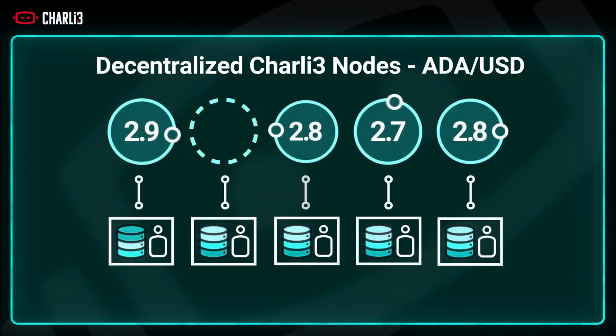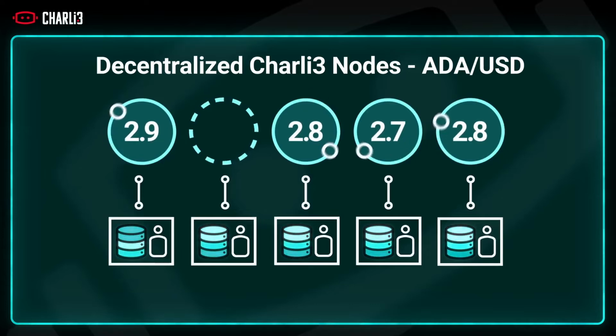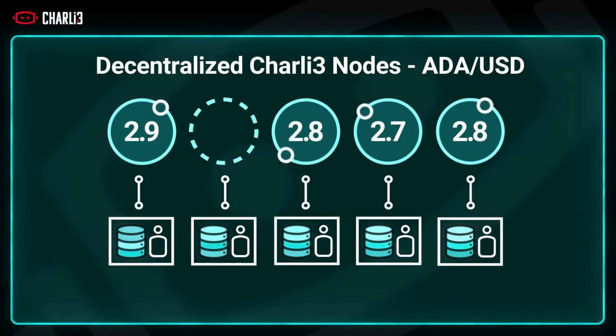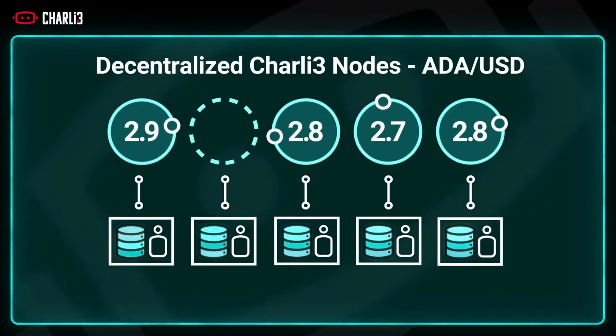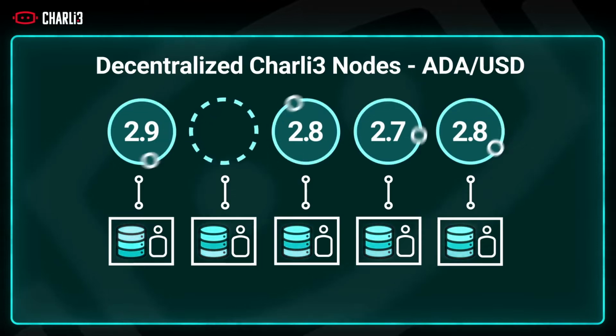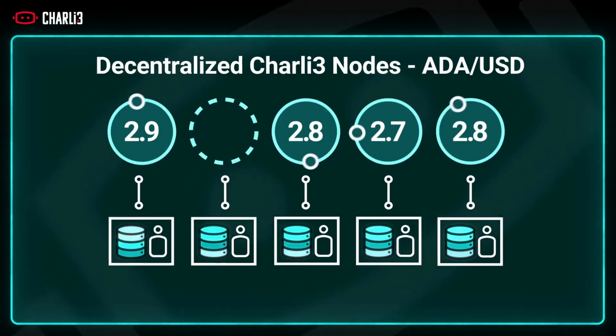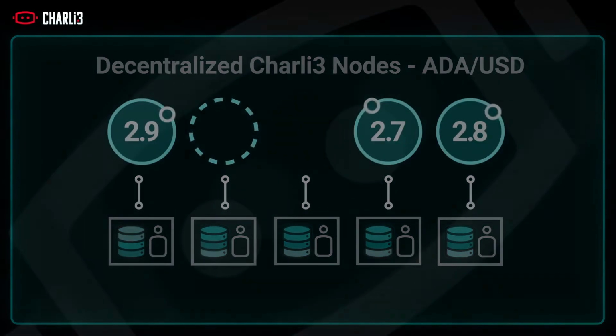Each individual node monitors the target data, in this case the price of ADA. Whenever the price changes a significant amount, or a set amount of time has passed, each node sends the current price of ADA onto the blockchain.